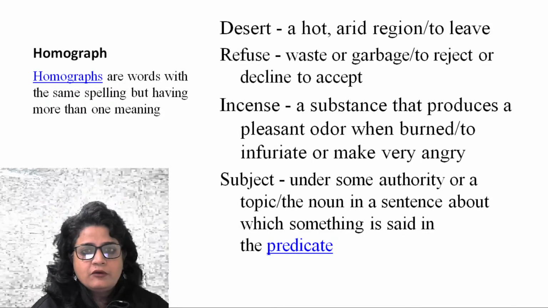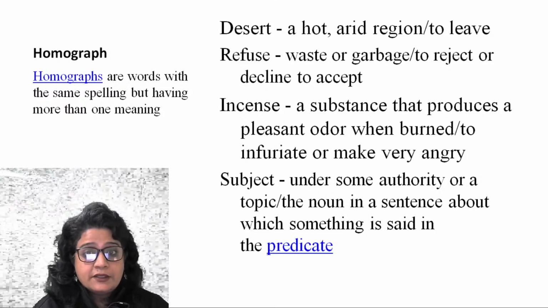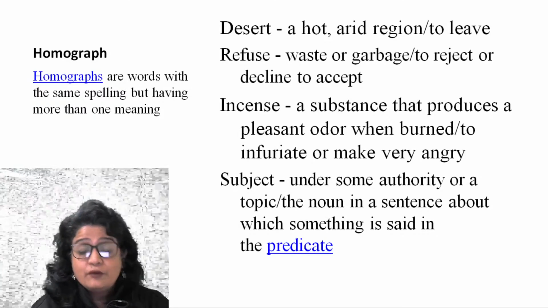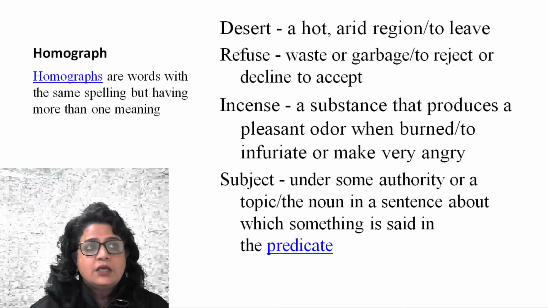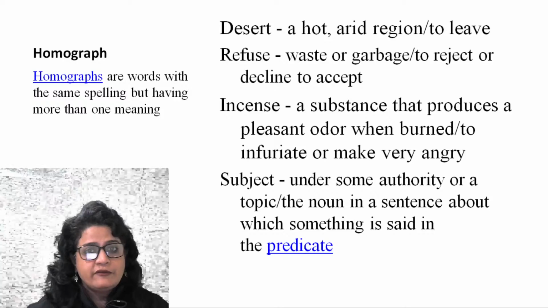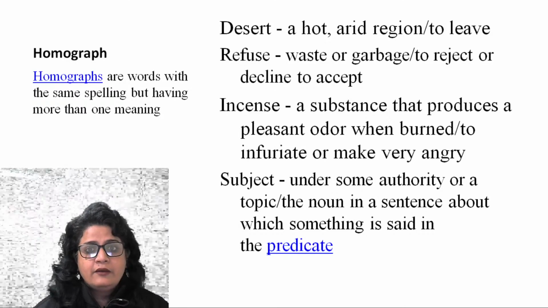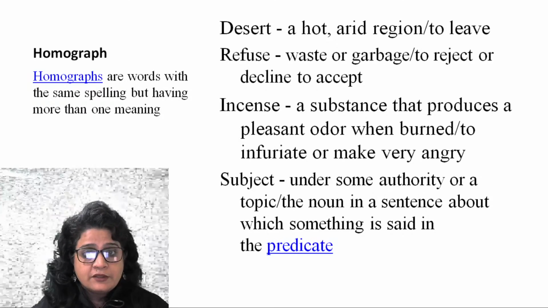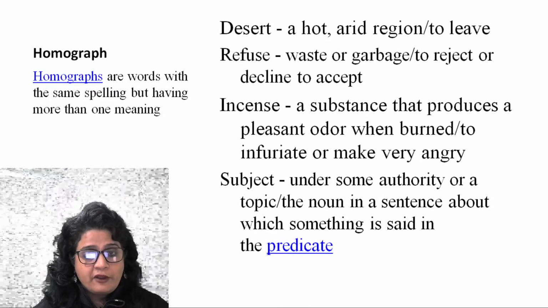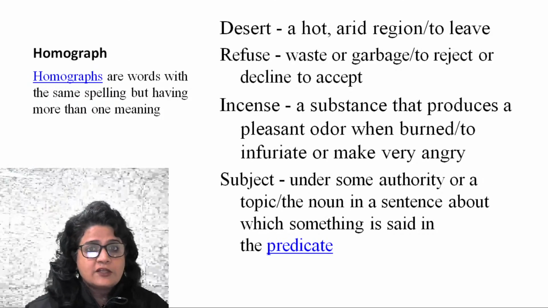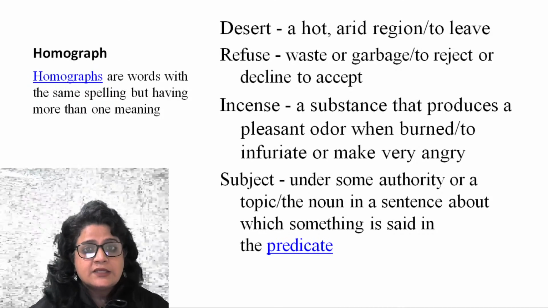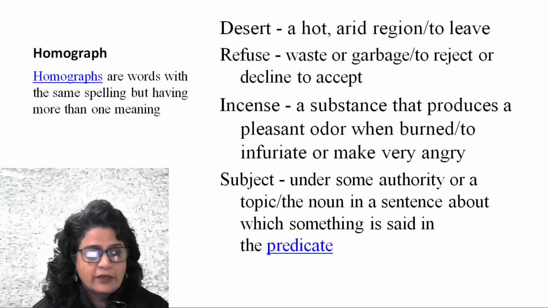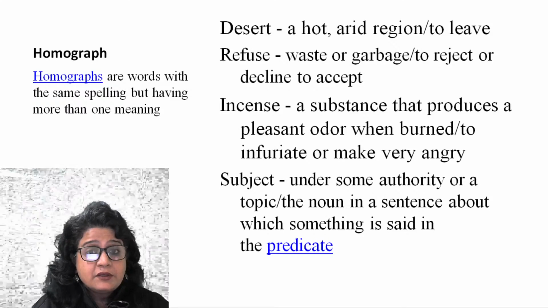So a very common pair of homograph is desert, D-E-S-E-R-T, and it's also written the same way when it is used as a verb. So desert, you know, a desert. So in Rajasthan we have desert, right? In the world, when we talk about world geography, we have the Gobi Desert, we have the Sahara Desert in Africa, right? And we have the desert in Rajasthan in India. D-E-S-E-R-T. Desert means a hot, arid region where there is no rain. Alright? So that is desert.